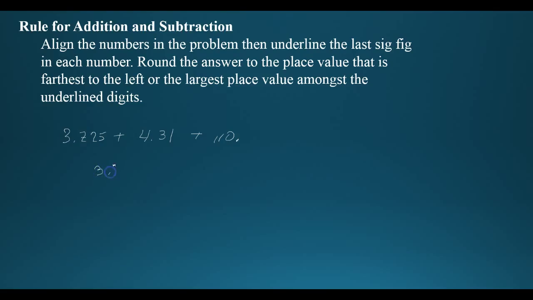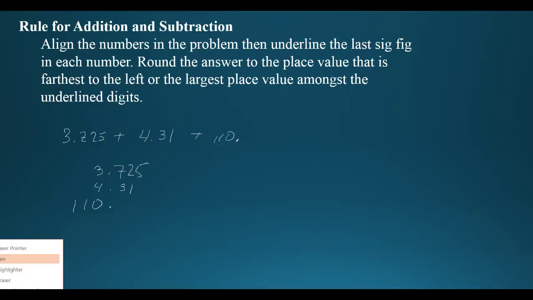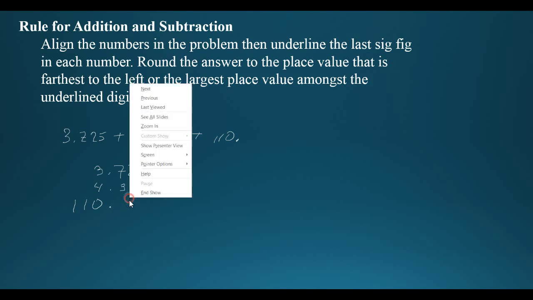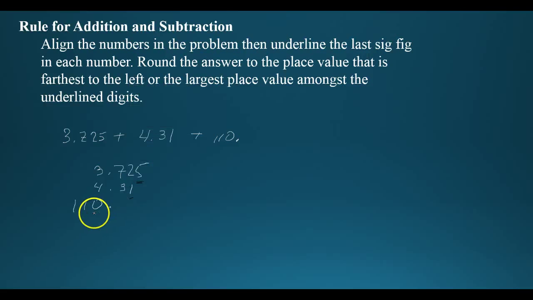So we have 3.725, 4.31, and 110 with the decimal point. Next, what I want you to do is underline the last significant digit. So here we have a 5, here we have a 1, and here we have the 0.